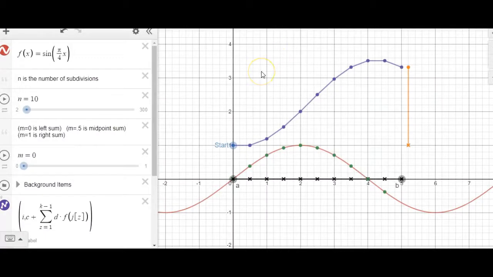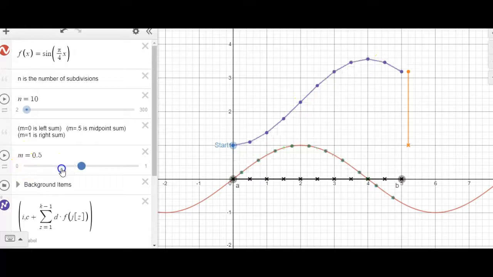And there's several things that you can do. So one is you can change the function if you want. I'm just going to leave this sine function up here for now. These little green dots are your slope estimation. So right now I'm using the left sum with all of these green dots representing what slope I would use as I draw out this accumulation curve right here.